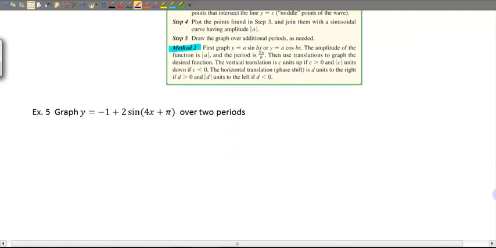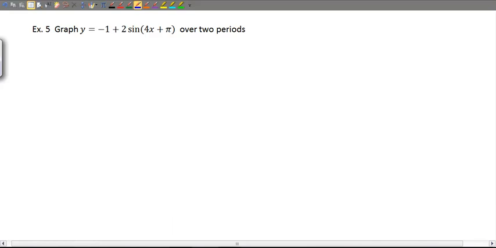So let's go down here and we're going to rewrite this equation so that it looks like y = -1 + 2 sin, bracket. Now we're going to factor a 4 out, or in other words, I'm going to divide both of these terms by 4. So if I take that 4 out, that leaves me with x + pi/4, because I divided both terms in there by 4. Now this is in the form that is most useful for me to translate.